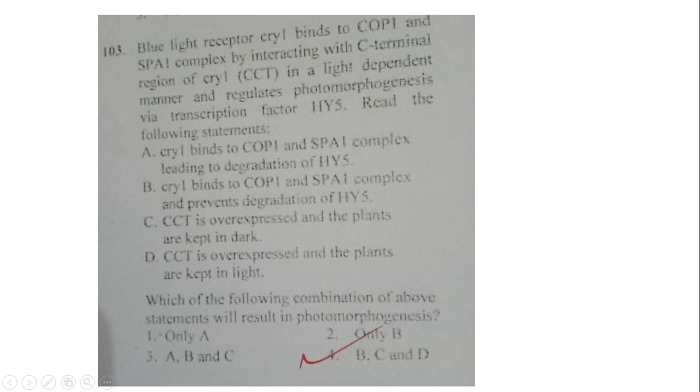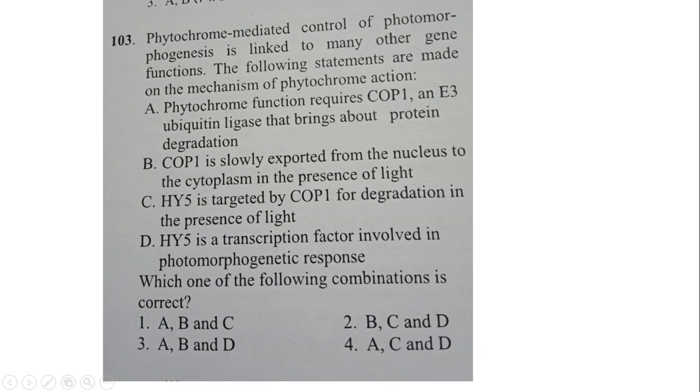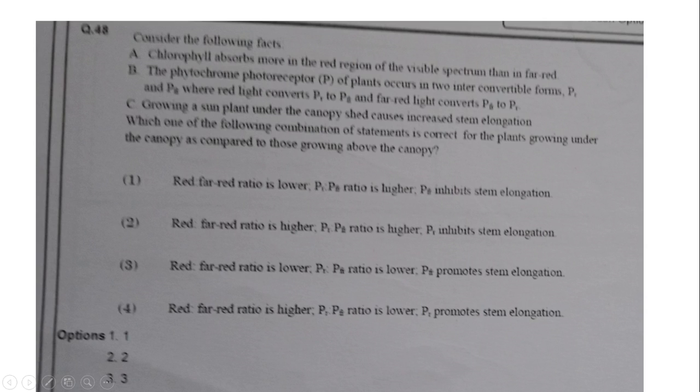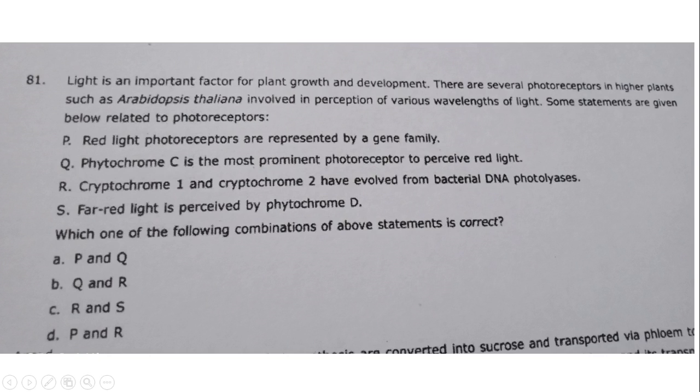These are some of the questions that I have taken randomly from previous question papers. See, COP1, cryptochromes, this is a C part question. Phytochrome, this is another year. Phytochrome mediated control of photomorphogenesis. COP1, E3 ubiquitin ligase, HY5. What is HY5? So this is another question. This is the first computer-based CSIR exam, I think 2019 June. They asked regarding the phytochromes and chlorophyll. This is another C part question.